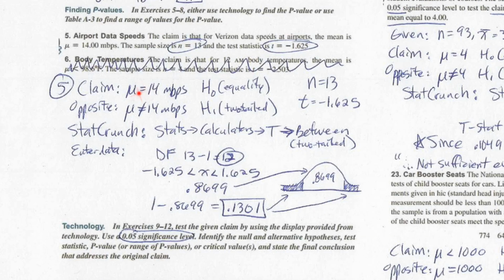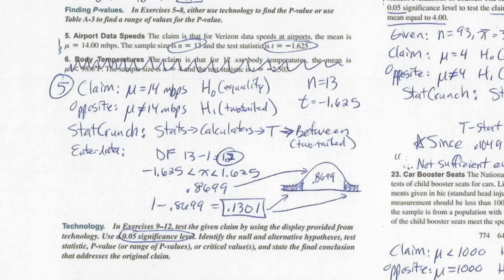So the claim is, hey, this is our speed, and it's equal to that. So that's going to be the null hypothesis because it has equality. The opposite is, you know what, Verizon, it's not actually, it could be slower, it could be faster. Most likely it's going to be slower, but we will see. Okay, there's a test statistic.